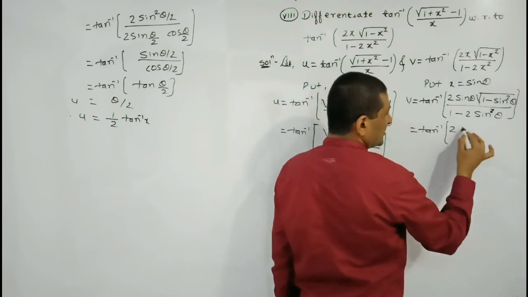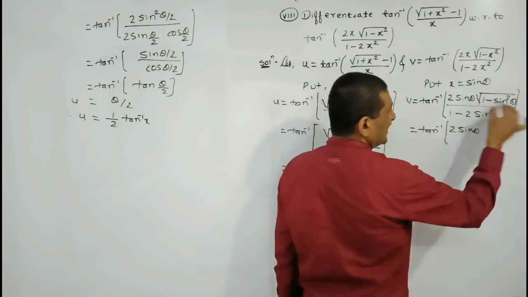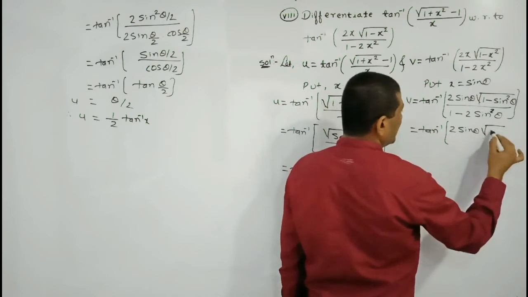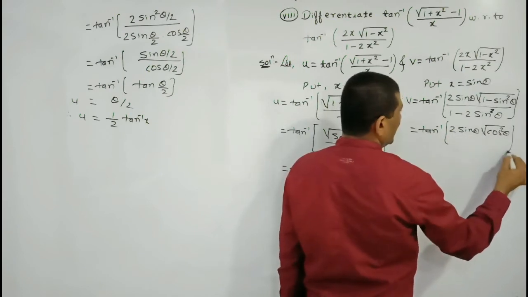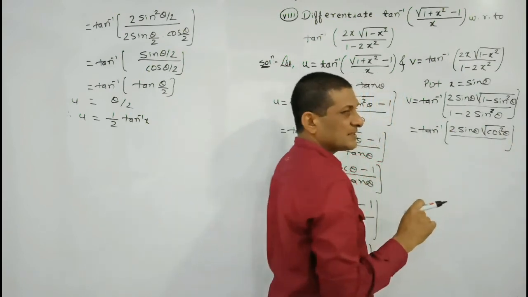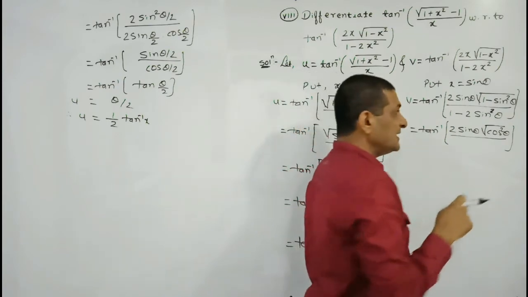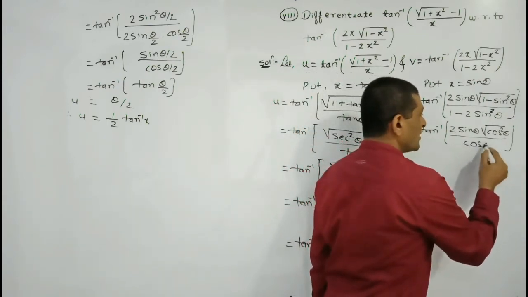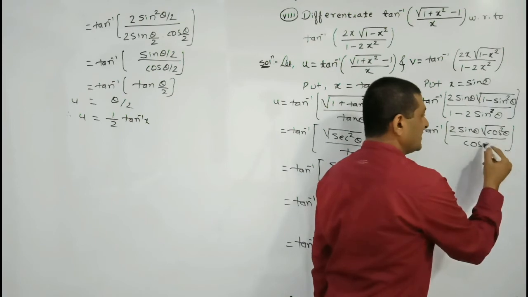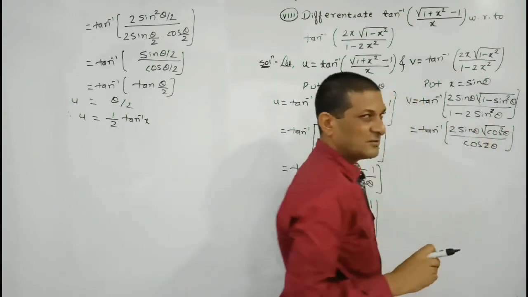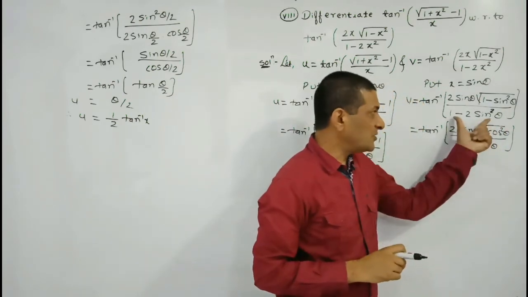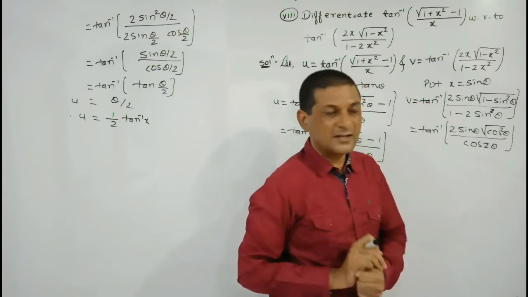So in the numerator 2 sin theta, keep it as it is, under root 1 minus sin square theta is cos square theta, and in the denominator 1 minus 2 sin square theta is the value of, is it the value of cos 2 theta according to double angle formula? Yes, its value is equal to cos 2 theta. Cos 2 theta is 1 minus 2 sin square theta.